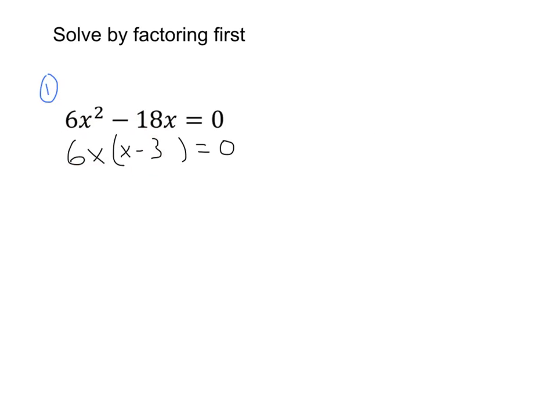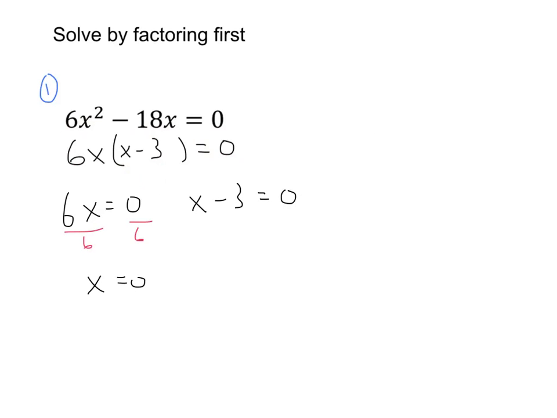Why is that so useful? Well, remember the zero product property, which says if we have a product of 0, the only way that's true is if one of the factors is equal to 0. The only way I can multiply something times something and get 0 is if one of the factors is 0. So this means that either 6x equals 0 or x minus 3 equals 0. If 6x is 0, the only way that's true is if x is 0. I can show that: if I divide both sides by 6, we get x equals 0.